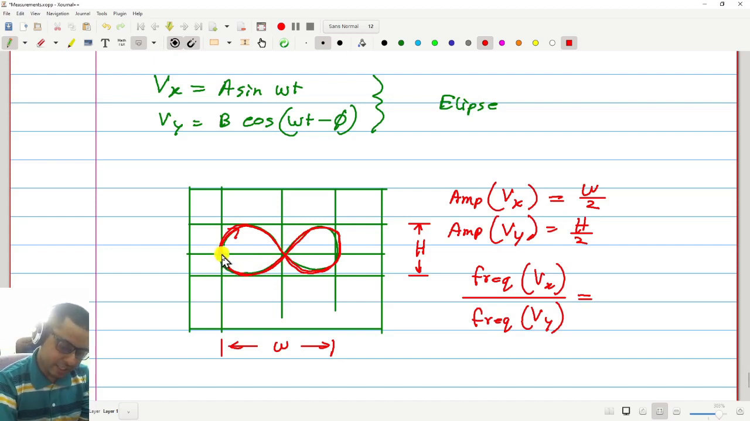But how many cycles of Vy is this? So it goes up, then down, then up, then down, and then 0. So how many cycles? One cycle, two cycles. Okay, so one cycle of Vx and two cycles of Vy. That means the frequency of Vy is 2 times that of Vx. Am I right?